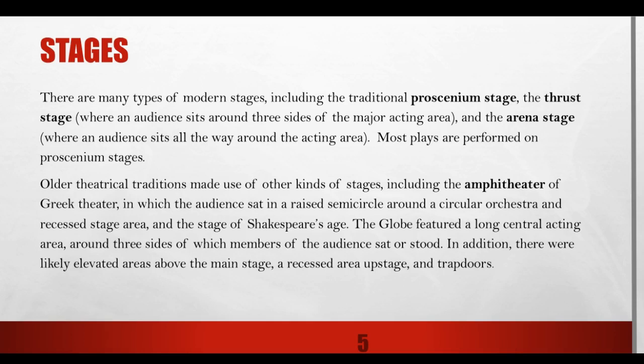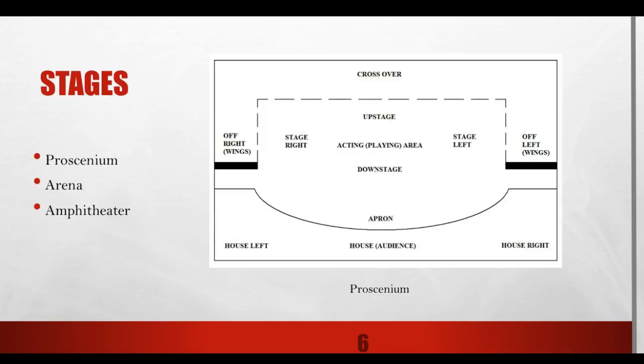Stages. There are many different types of stages. The proscenium stage, the thrust stage, and the arena stage are the most common, and most plays are performed on proscenium stages. But I want to show you some pictures of different types of stages because when we look at Shakespeare, for example, his theater was performed in more of an amphitheater, an arena type stage. And understanding what the stage looks like will help you when you're reading the plays because it helps you visualize where the characters are on the stage, where they're standing, when they exit this way or that way, when they're walking in front of other characters when they leave the stage. Those kinds of elements you can better understand if you've got an idea.